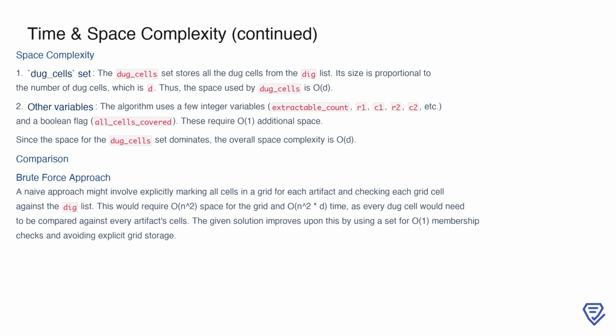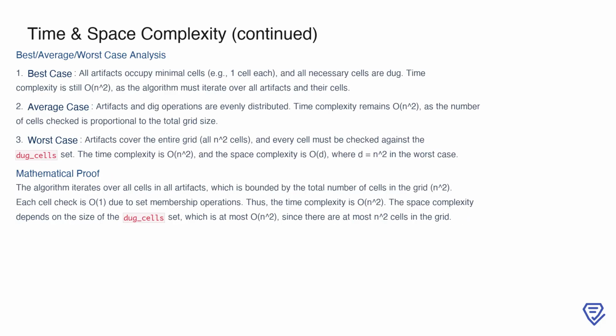To compare, a naive brute force approach might involve explicitly storing all cells in an n×n grid for each artifact and checking each grid cell against the dig list. This would require n² space for the grid and n² × d time, as every dug cell would need to be compared against every artifact's cells. The current solution avoids these inefficiencies by using a set for O(1) membership checks and eliminating the need for explicit grid storage. Let's consider the best, average, and worst-case scenarios for this algorithm.